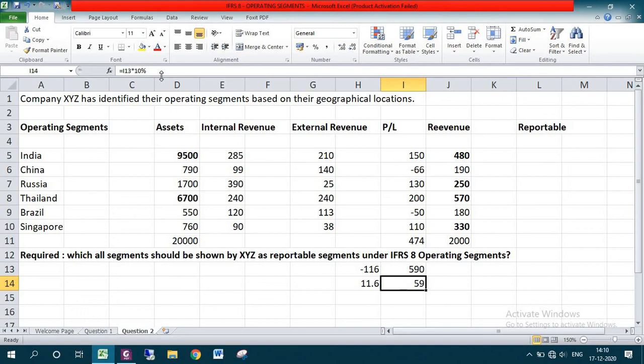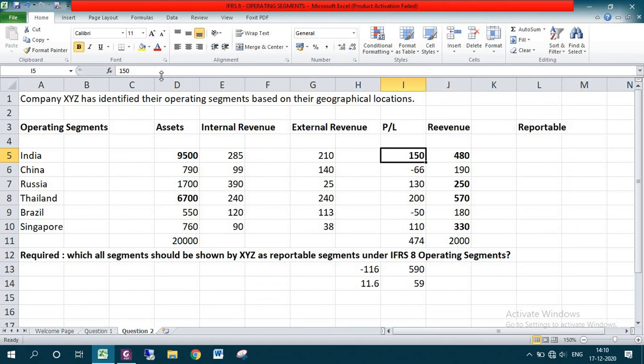So first, India. India has 150. Remember, we are taking 59 as the 10%. So if any of the profit is above 59, then it is reportable. So first India. India has 150, so it is reportable, and I'm making it bold.